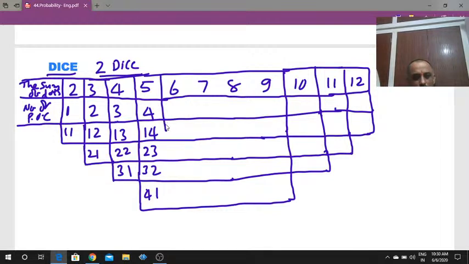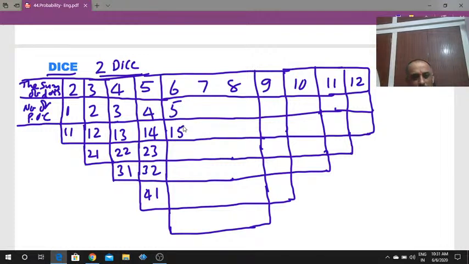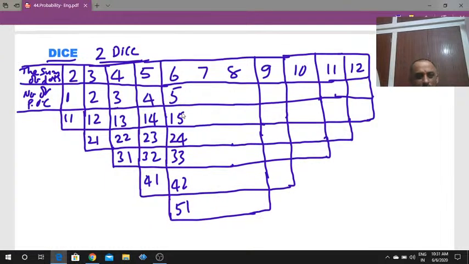If a person throws 2 dice simultaneously and the sum of dots is 6, then how many possible outcomes are there? We have 5 possible outcomes, that is 1 plus 5, 6. Very good, Sai Raman. 1 plus 5, 6, 2 plus 4, 6, 3 plus 3, 6, or 4 plus 2, 6, or 5 plus 1, also 6.